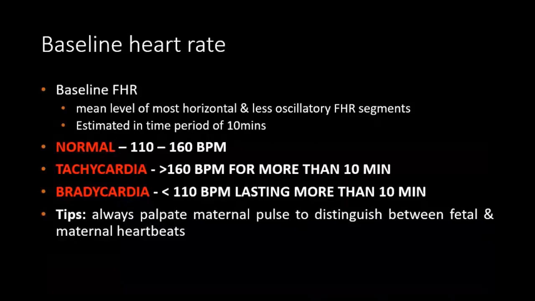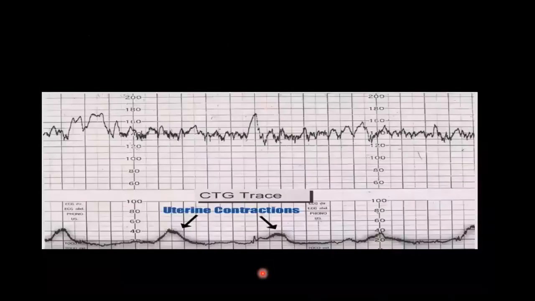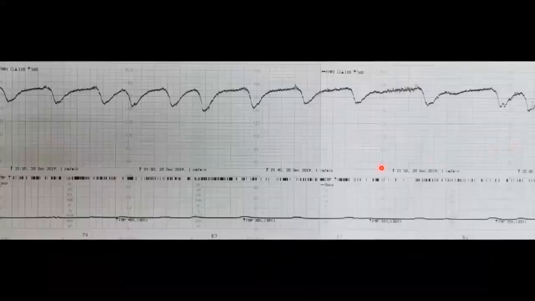A tip for you is to always palpate the maternal pulse to distinguish whether this is a maternal pulse or a fetal pulse. So you look at this CTG, you draw a line at the mean amplitude, then you will be able to see the baseline is around 130 beats per minute for this CTG. As for this CTG, you draw a line again, so you can see the mean fetal heart rate is at 170. So this is abnormal.